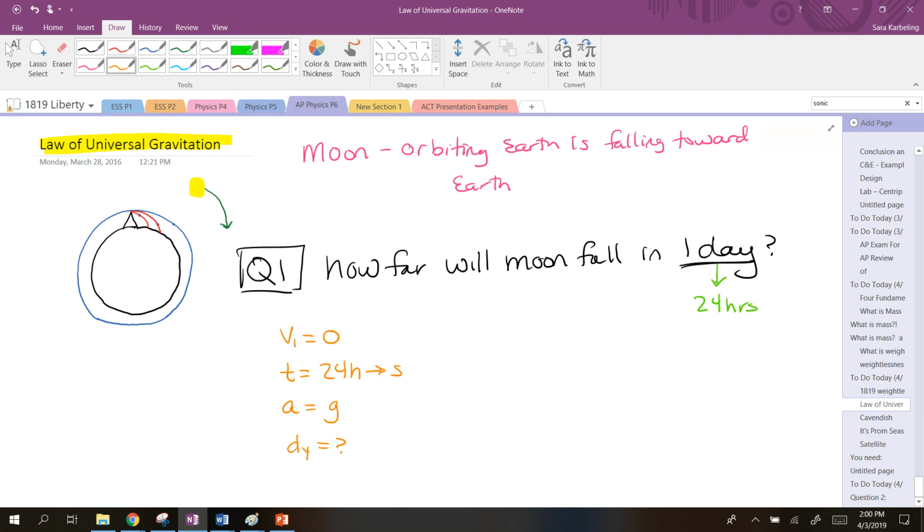Everybody's doing this. You've got your calculator out. I told you you needed it today. Get out a calculator and figure out how far it's going to fall. Just do it. This is the purpose of this.